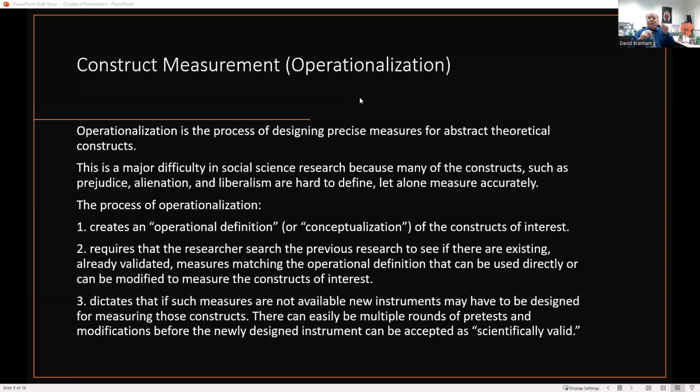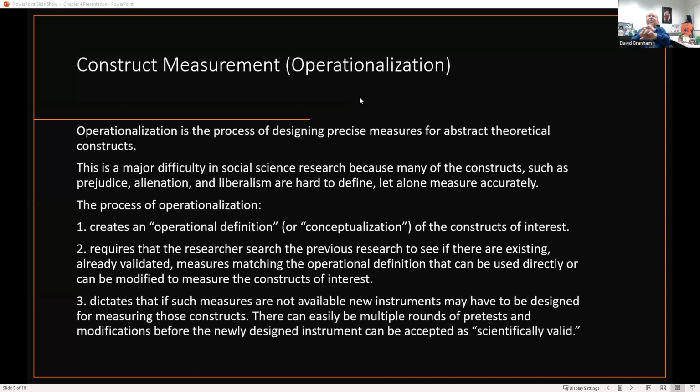Constructs such as prejudice, alienation, liberalism are really hard to define. Over time, researchers have worked very hard to develop good measures for them. It doesn't mean that there isn't room for improvement, but it's important that we understand what has been done in the past. So the process of operationalization is, one, you create an operational definition.